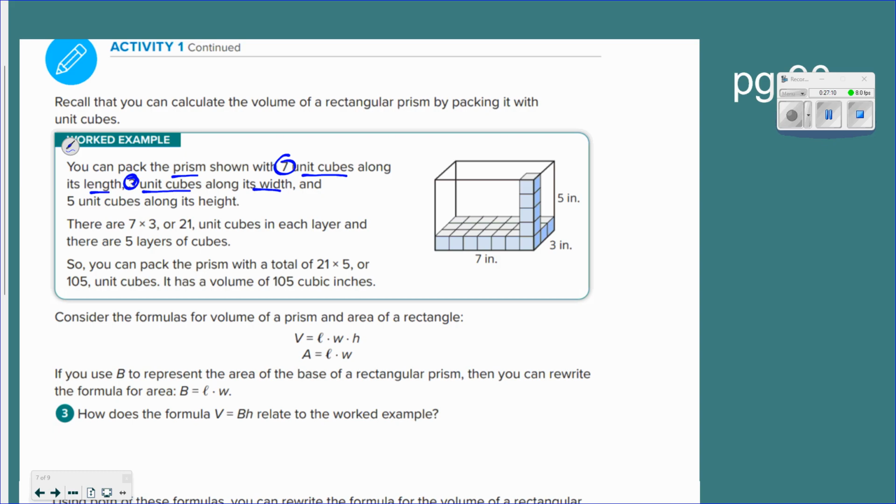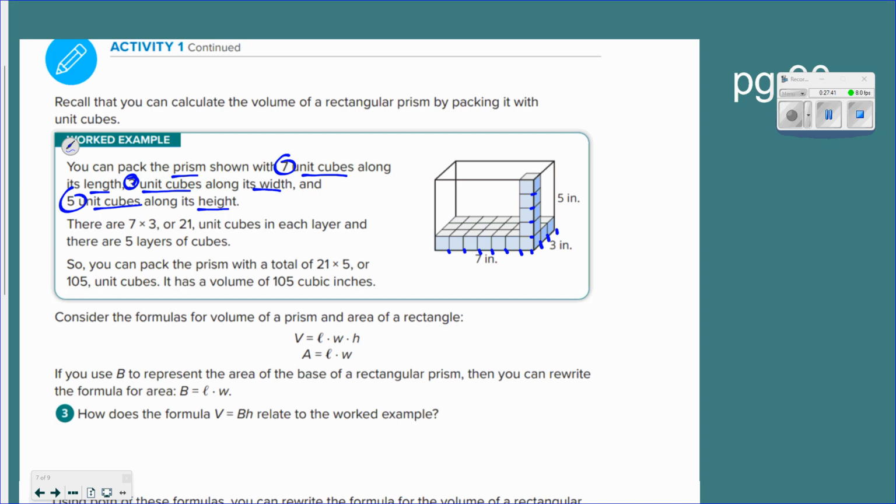So 1, 2, 3, 4, 5, 6, 7 cubes go this way. How long would each of those cubes be? And then I've got 1, 2, 3 going to the back. How long would each of those be? 1 inch. I've also got 1, 2, 3, 4, 5 heading up. 1 inch. So that's what we call a 1 inch unit cube. Every side is 1 inch. Does that make sense? Okay.